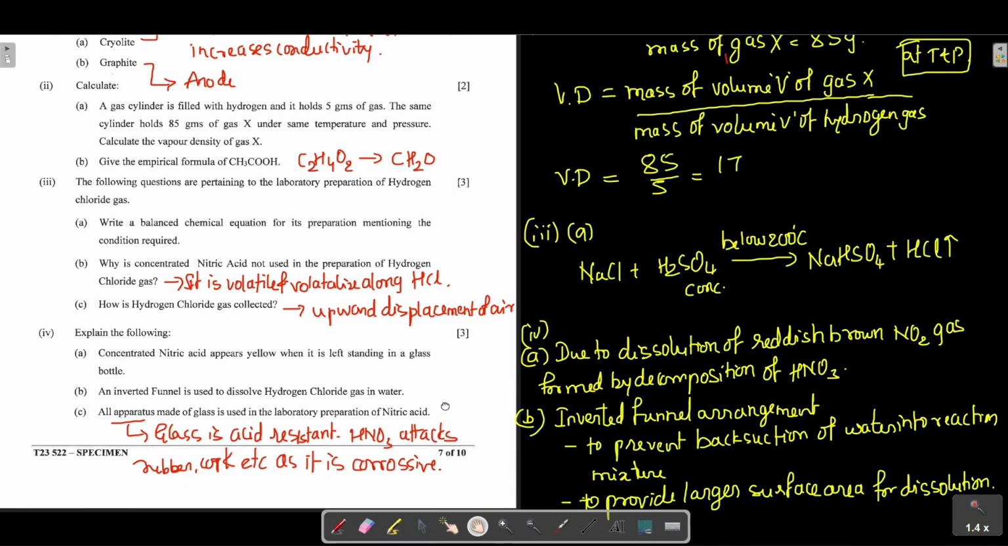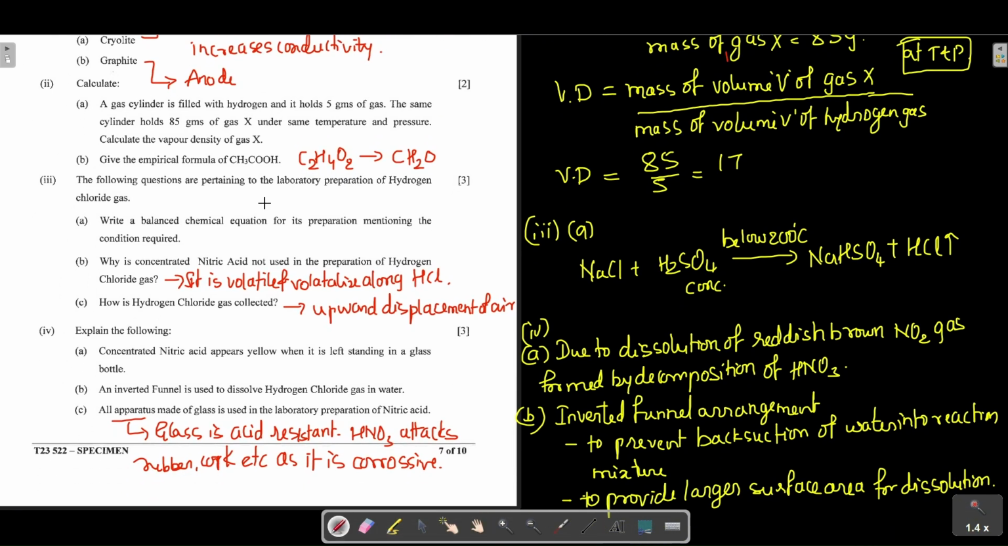Next question, the following questions are pertaining to the laboratory preparation of hydrogen chloride gas. Write a balanced chemical equation for its preparation mentioning the conditions required. Already written here, NaCl plus H2SO4 concentrated. You should mention concentrated or dilute. If you don't mention, you will lose marks. Below 200 degrees Celsius, NaHSO4 plus HCl, already balanced.